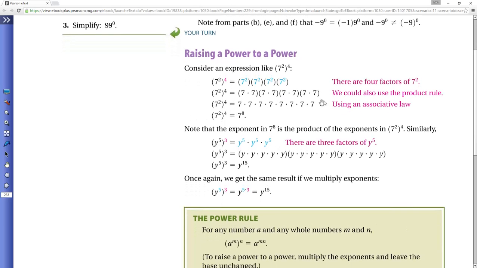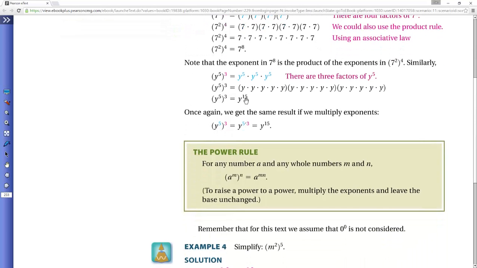Well, if I take the parentheses away, which is the associative property, and then I just write it out this way, what does this mean? I got 1, 2, 3, 4, 5, 6, 7, 8 sevens as a factor. Well, that means 7's the base and the exponent is 8. And it looks like there's going to be a pattern here. They do 7 to the 5th all to the 3rd power, and they end up with 15 of them. Well, it looks like we multiply the exponents, and that's exactly what happens.